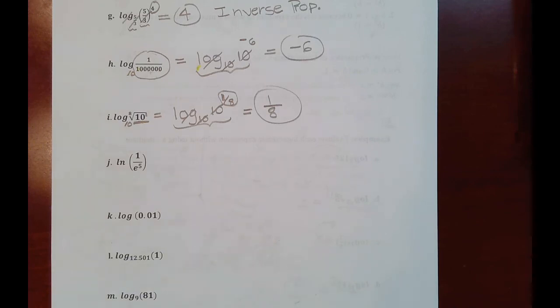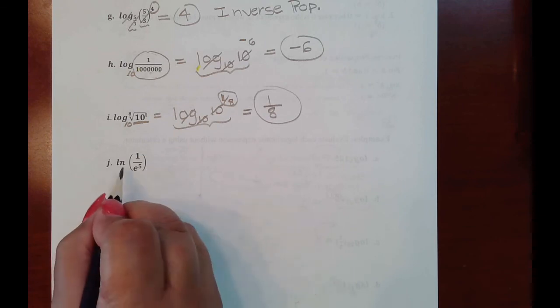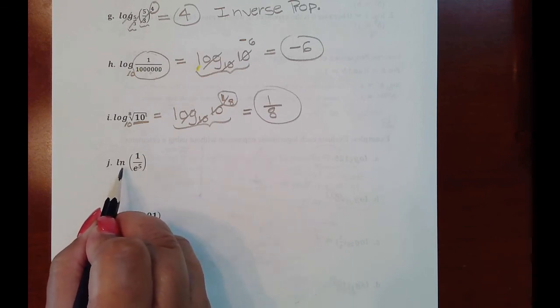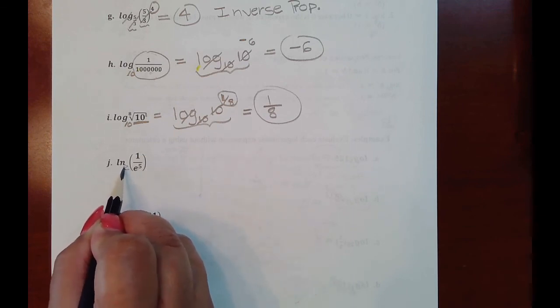Okay, moving to part J. On part J, I don't know about this pencil. Okay, so when ln doesn't show a base, it is said to be an e.